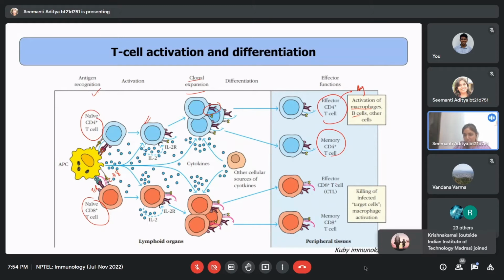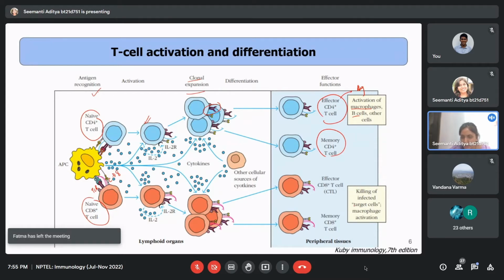whereas cytotoxic T cells are associated with cytotoxicity and killing these target cells. They can kill these target cells by cytotoxicity, by creating certain pores on the membrane and lysis of the cells. So CD4 cells and CD8 cells have different, slightly different kinds of functions, but the ultimate goal is the same, that is to kill the pathogens.